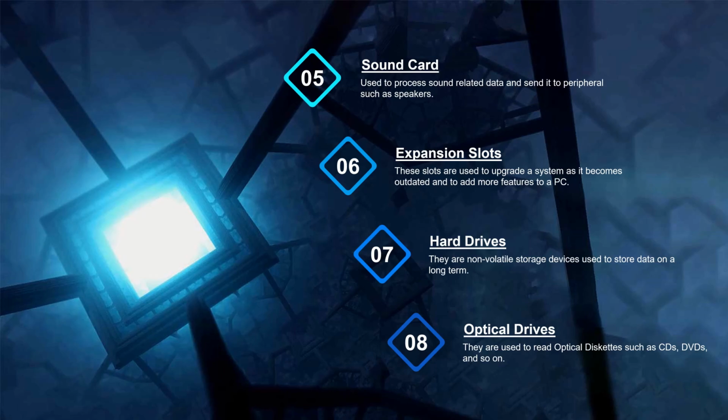After that, we'll talk a little bit about hard drives. Hard drives are non-volatile storage devices used to store data long term. This is because even if they lose power, they still retain the data which has been written to them. After that, we'll talk a little bit about optical drives. They're used to read optical discs such as CDs, DVDs, and so on.